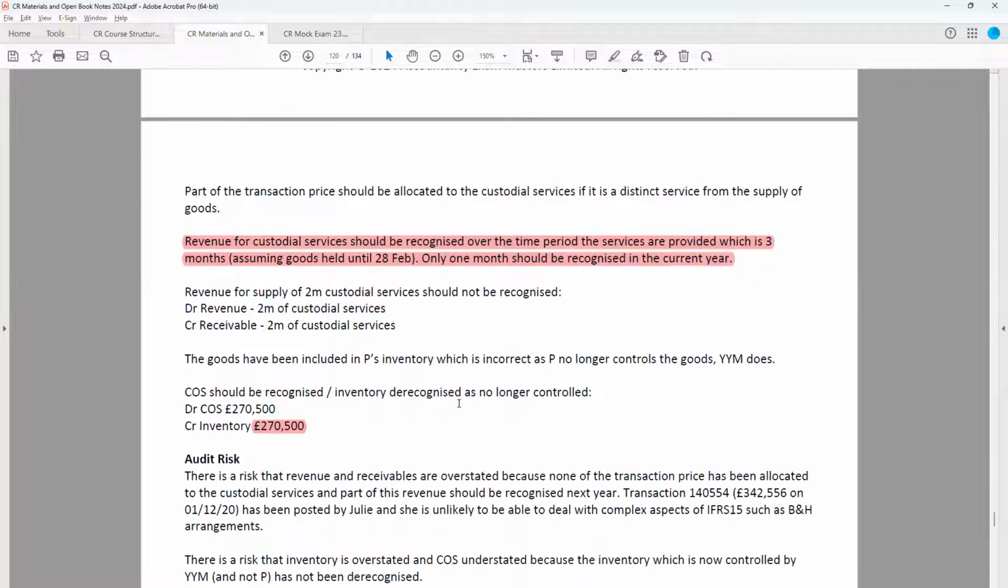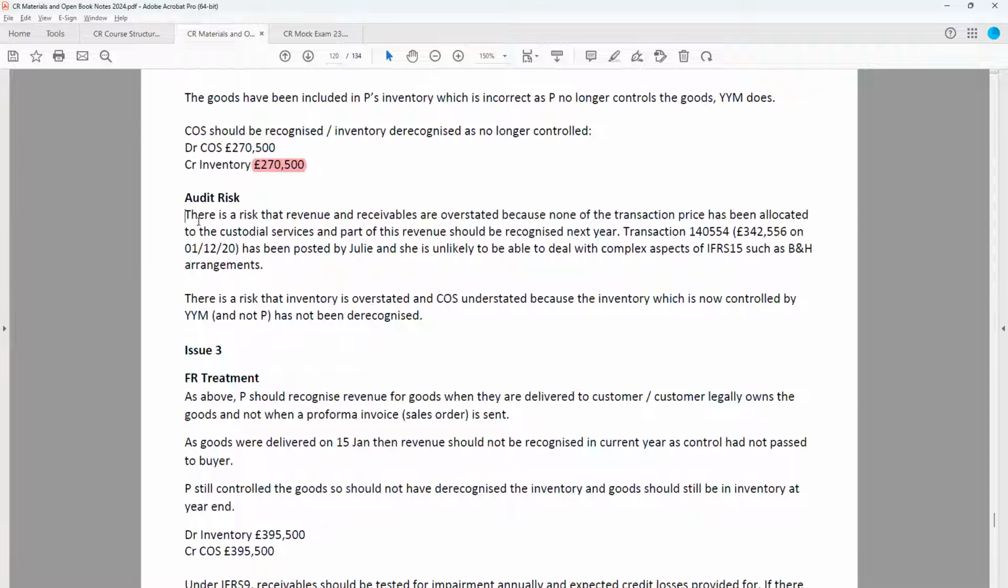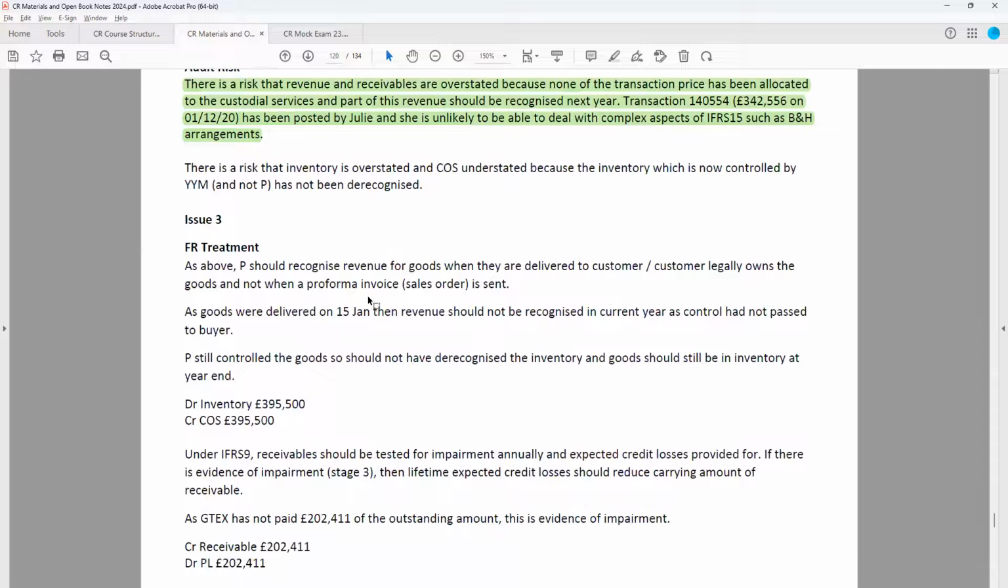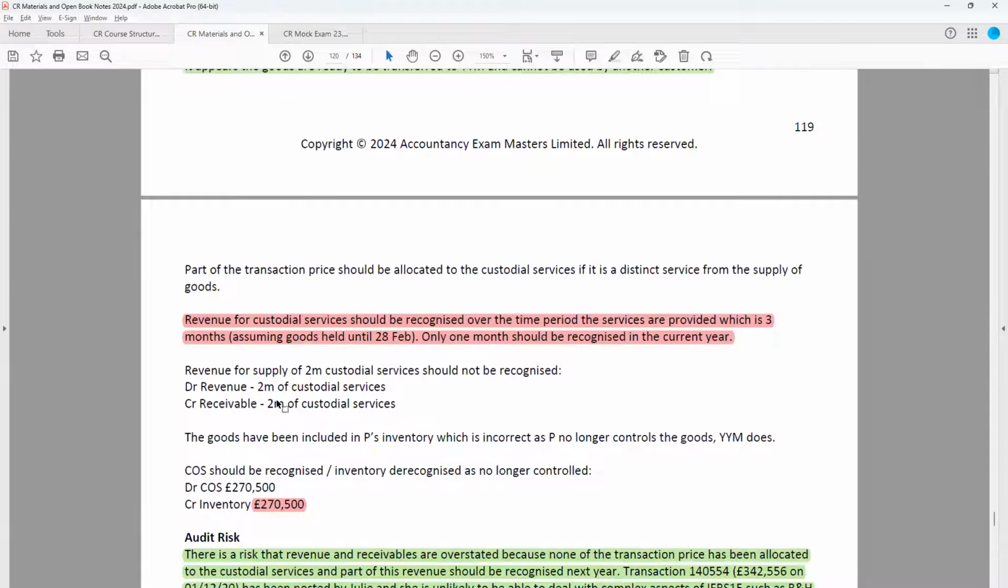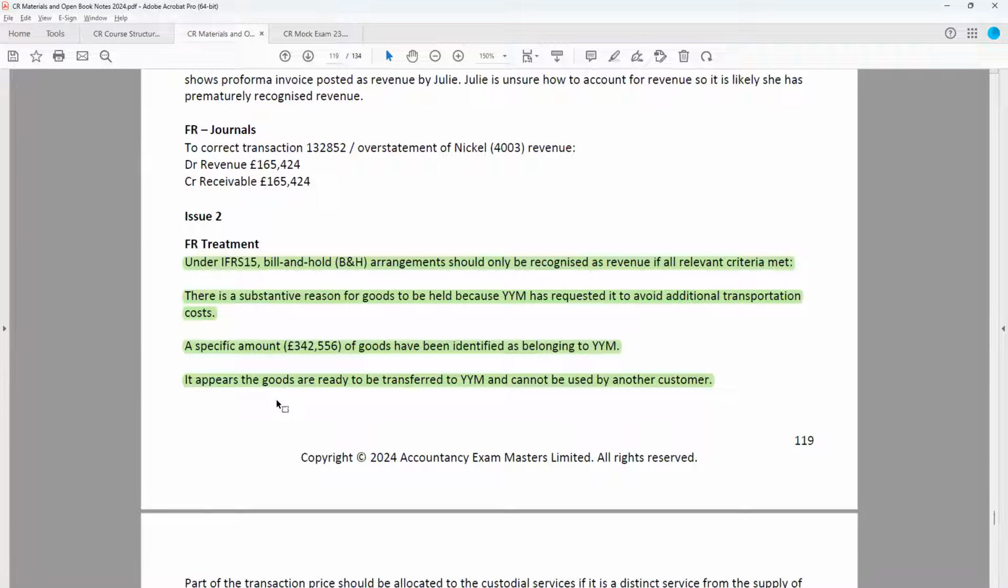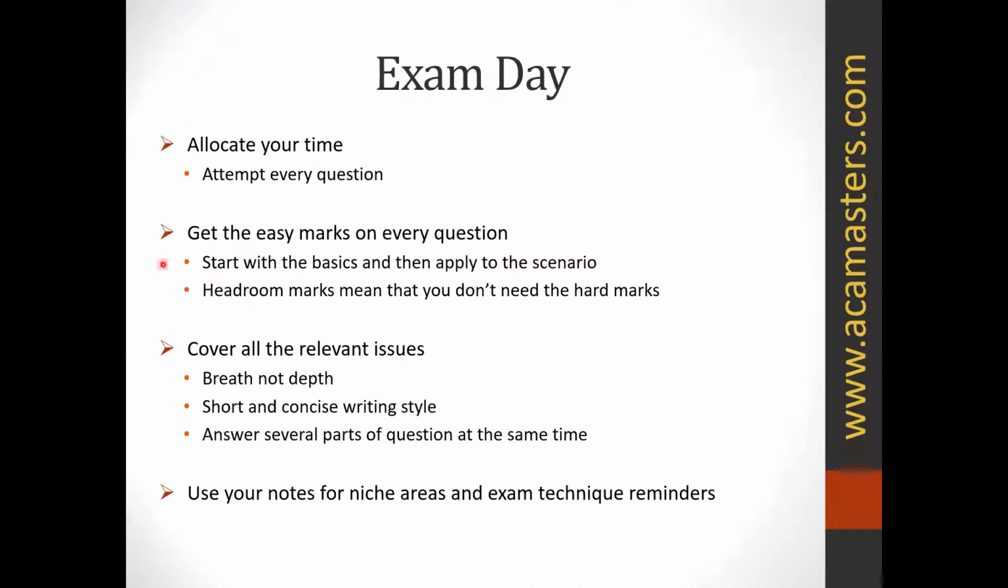Say you struggled with this bit, maybe couldn't do it, moved on, got some marks for the easy audit risk, but then managed to get on through all of the issues and pick up the easy marks on each section, but didn't get some of the hard marks. That would be fine to do in the exam. So you can see here: start with the basics, get the easy marks, cover every issue.